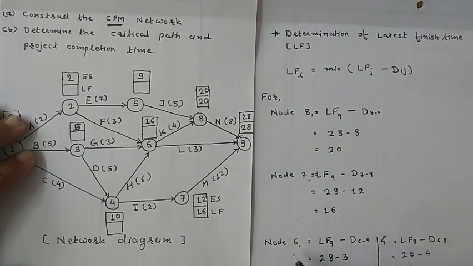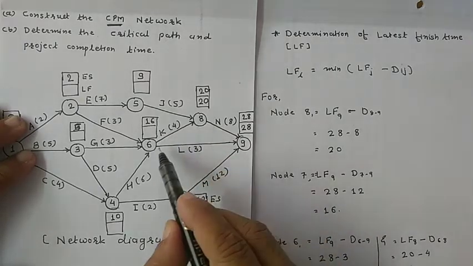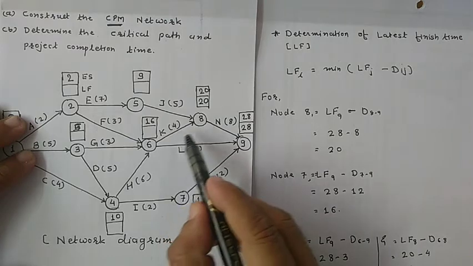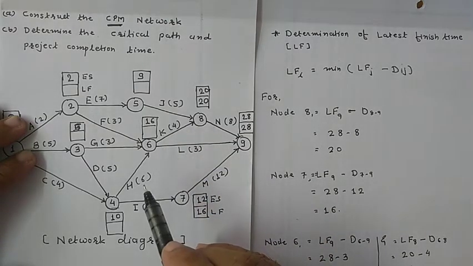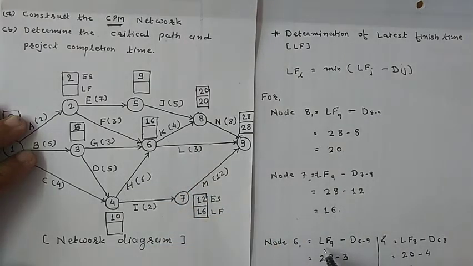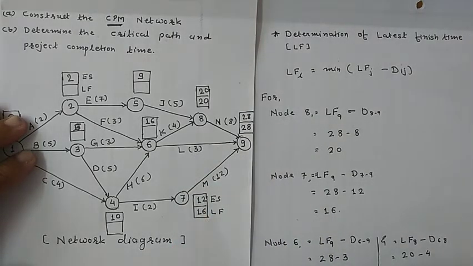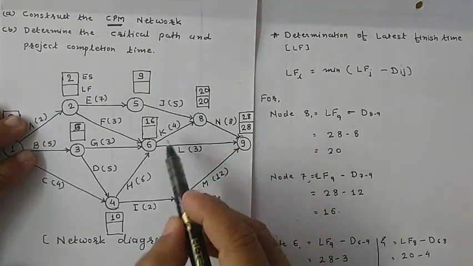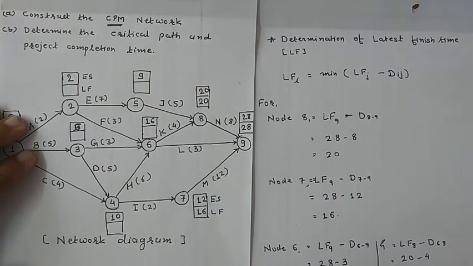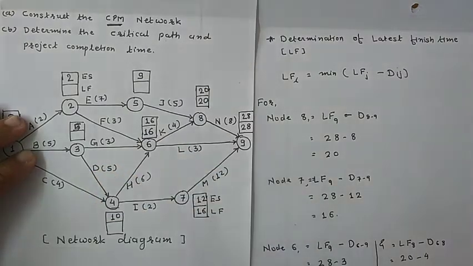Now for event number 6, two possibilities are there, two activities are going. So calculate the latest finish time for these two activities and take the minimum. For node 6, the latest finish time of the head event minus duration: 28 for this activity, 28 minus 3, that is 25, and for this event, 20 minus 4, that is 16. So take the minimum. 16 is the minimum, so take 16 as the latest finish time.